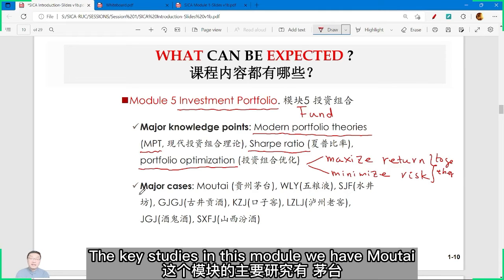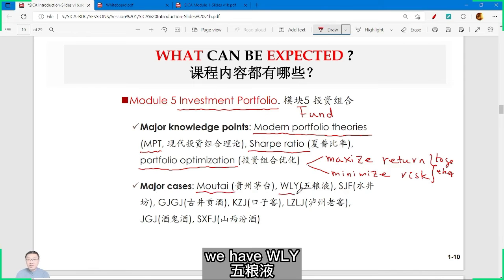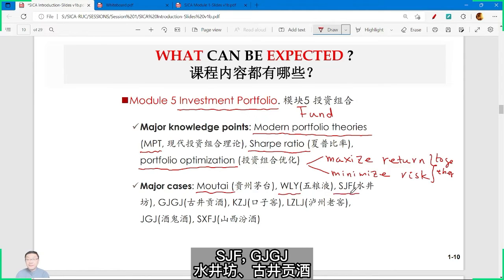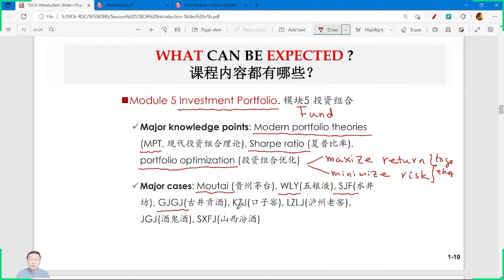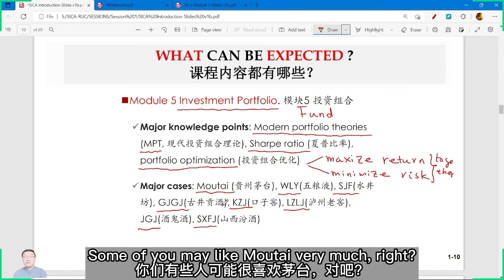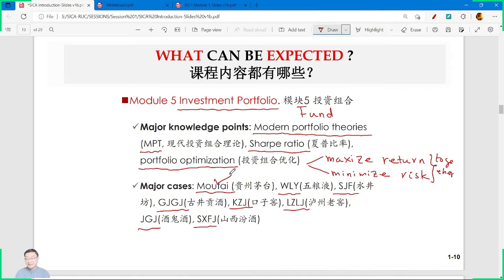Okay. The case studies in this module, we have Moutai, we have Wuliangye, 水井坊、吴景贡、口子窖、泸州老窖、酒鬼酒 and 山西汾酒. Okay. Some of you may like Moutai very much, right?